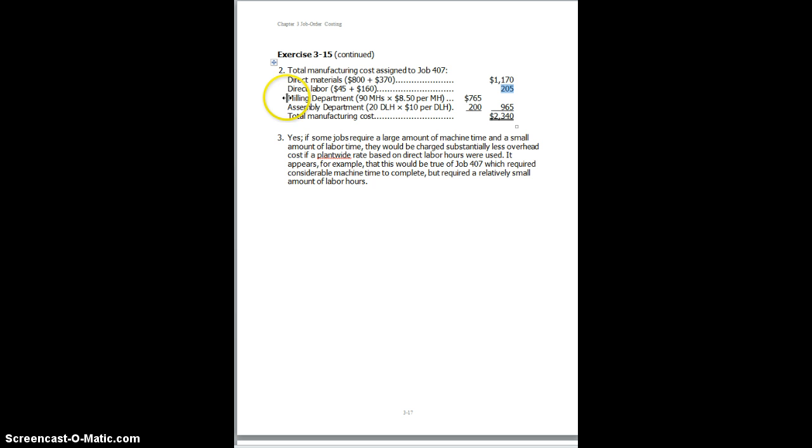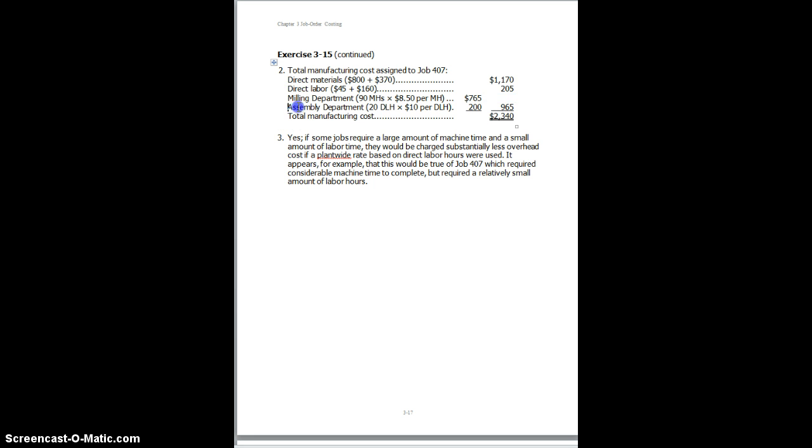We will then need to allocate overhead. In the milling department, if you recall, it's based on machine hours. There are 90 machine hours in the milling department. Our predetermined overhead rate is $8.50 per machine hour, as we calculated in Part 1. Therefore, we will allocate $765 of manufacturing overhead from the milling department.